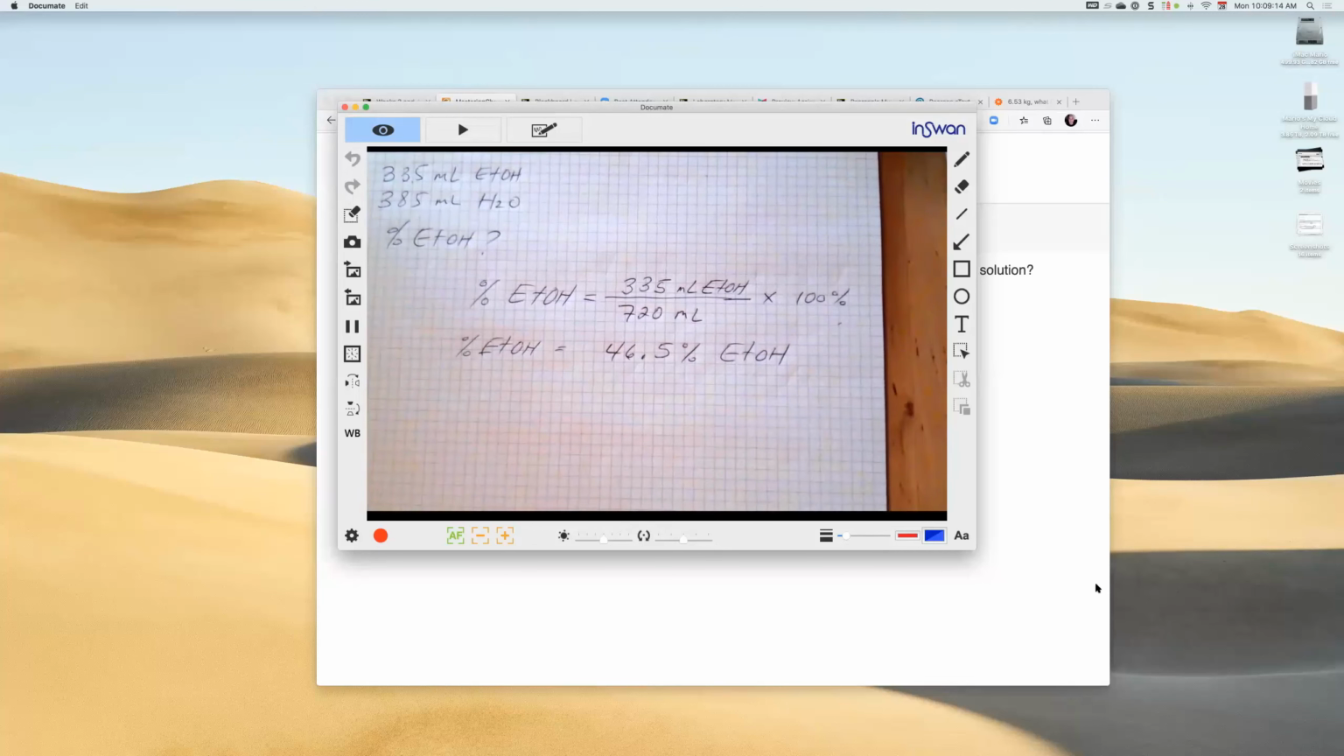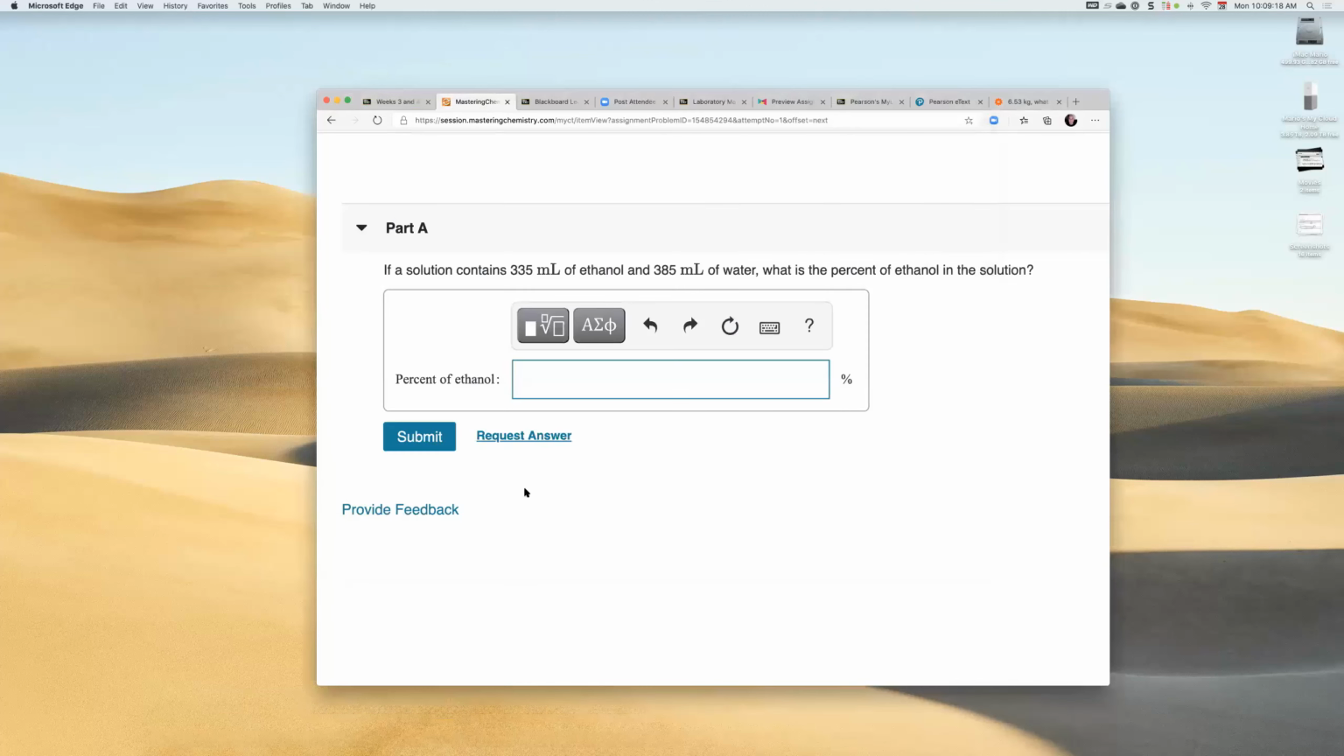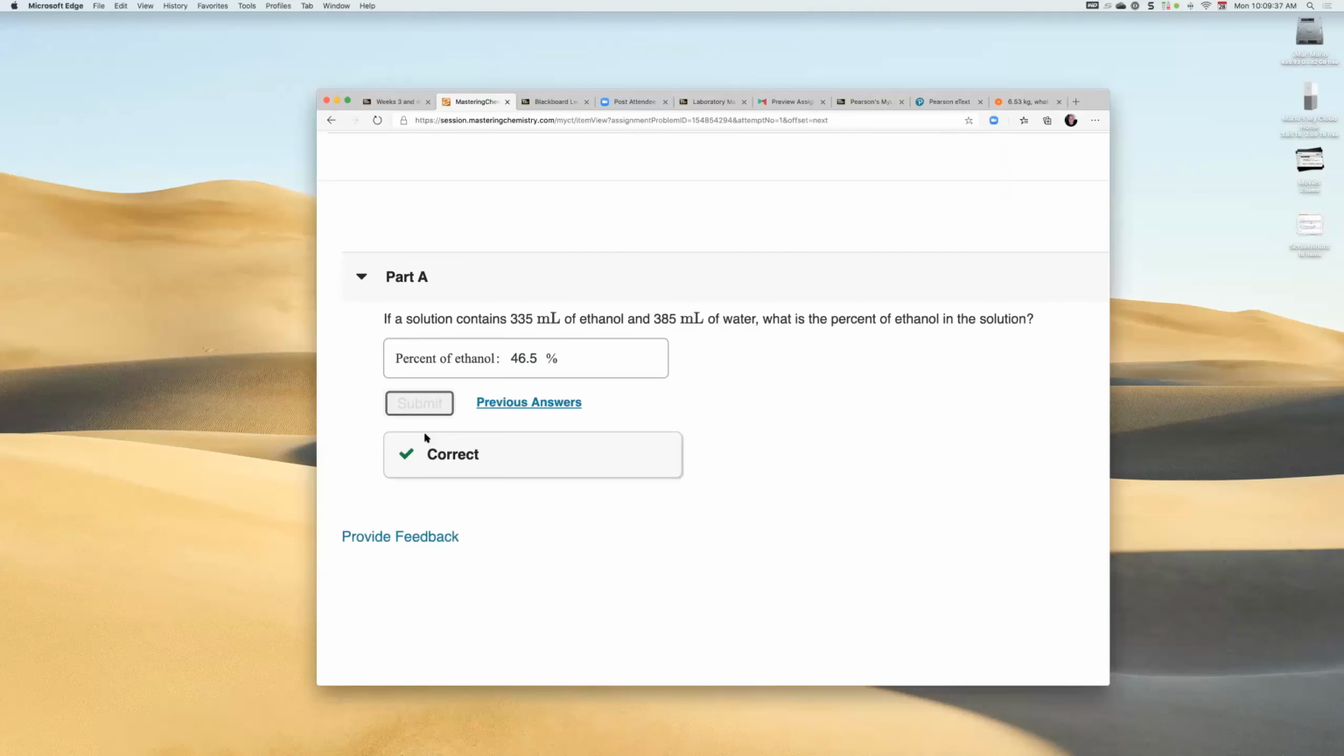Okay, I'm gonna switch to Mastering and enter that 46.5 number. The percent is already given to me here on the right, so I don't need to add it, and I'm gonna submit that. And we got it right.